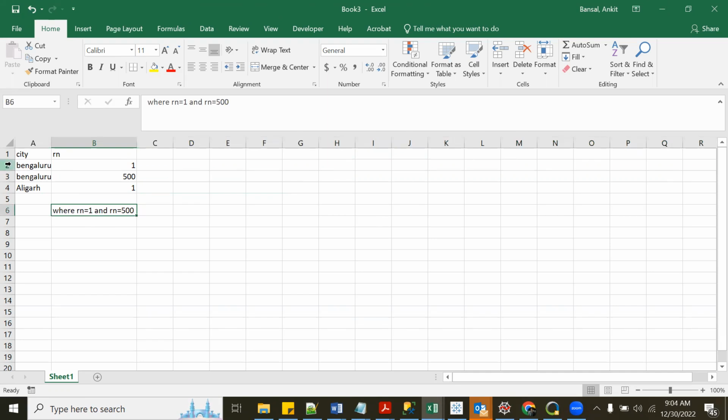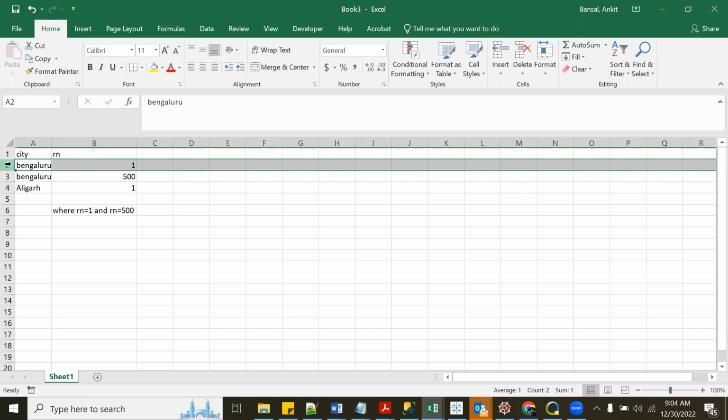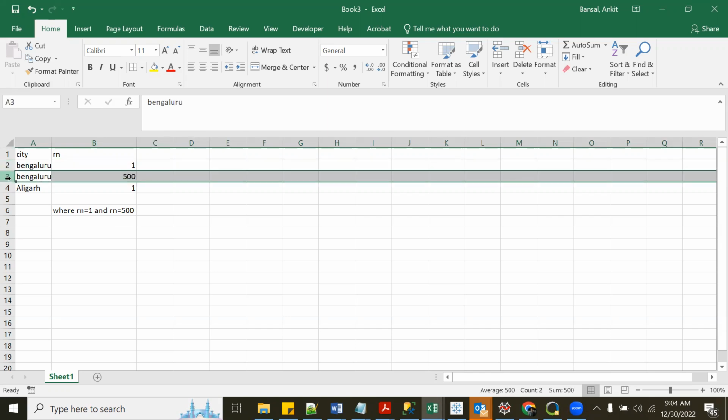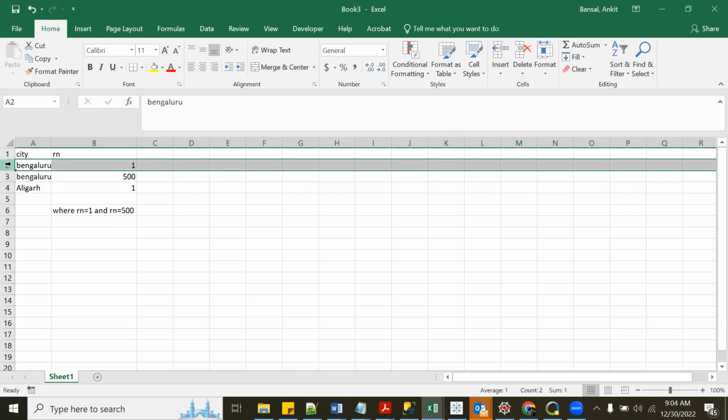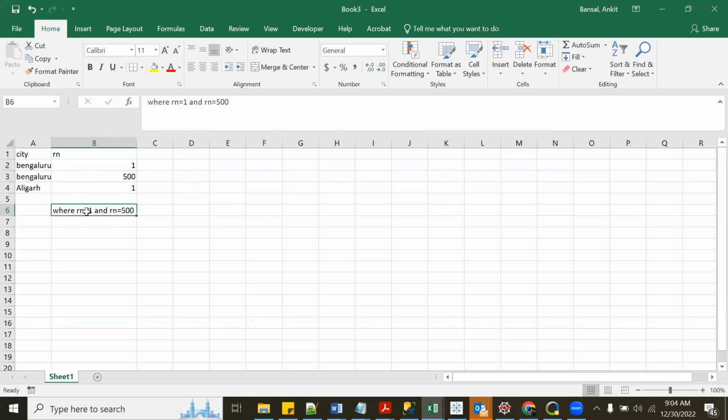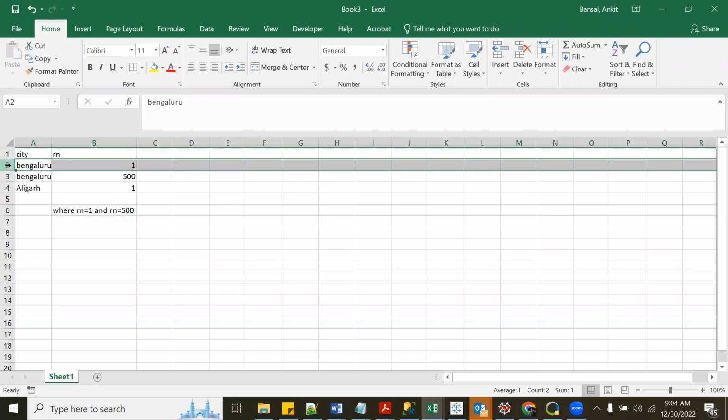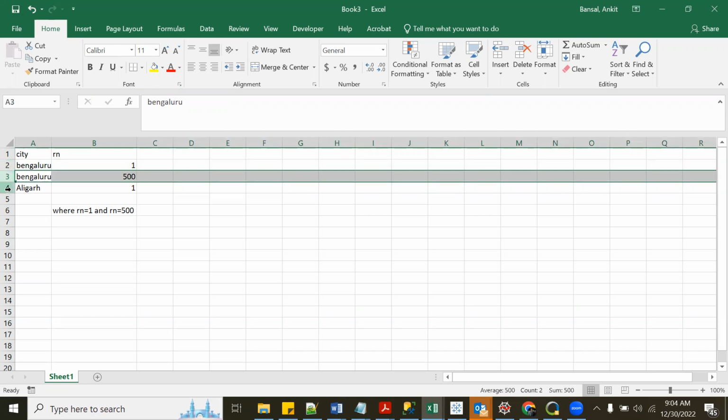When we are on where, remember, we are looking at each row separately. It is not looking at the other. So nothing will be returned because Rn cannot be 1 and 500 both for a particular row. So it will go to this row and check Rn equal to 1. And because it is an AND filter, both conditions should be satisfied. Is Rn 500? No. This row will not come. This row will also not come. So we will not get any output. In between 2, 3, 4, it will come.